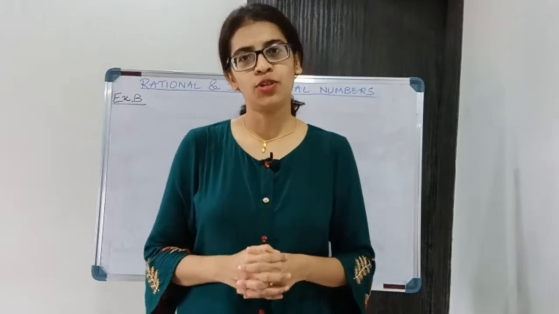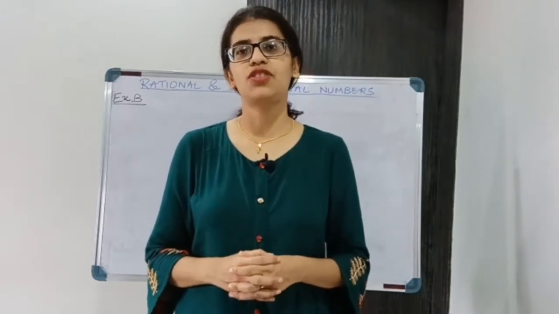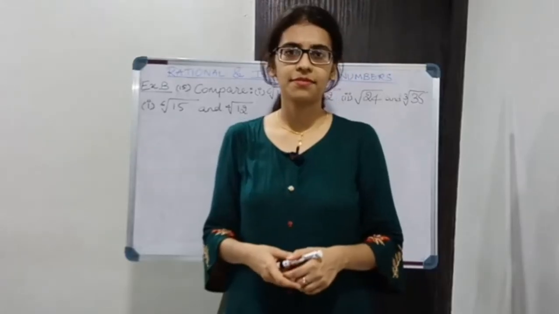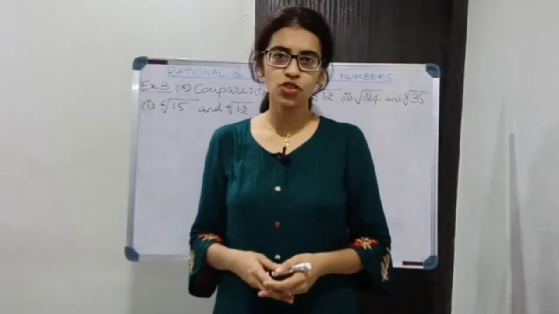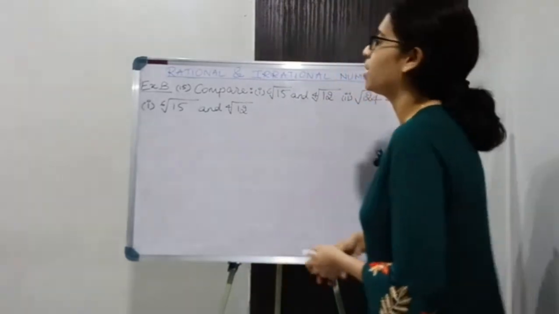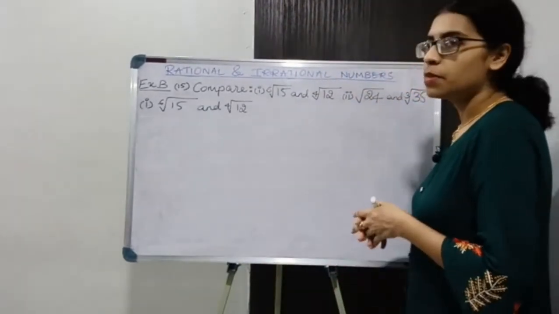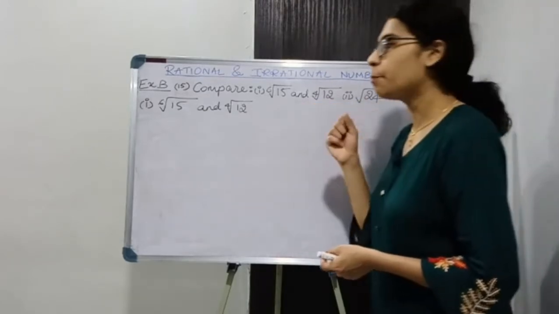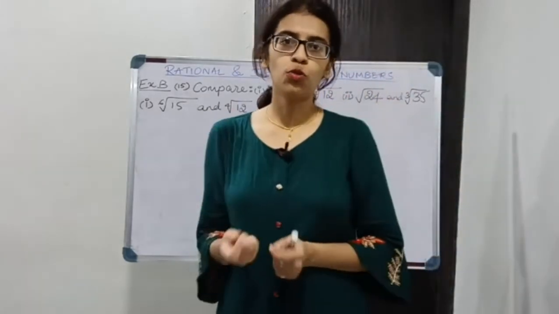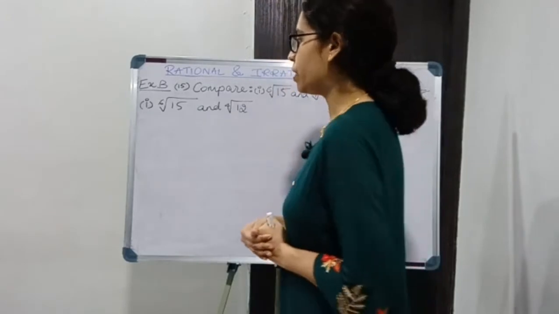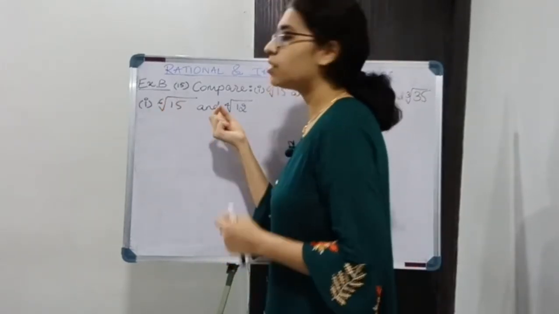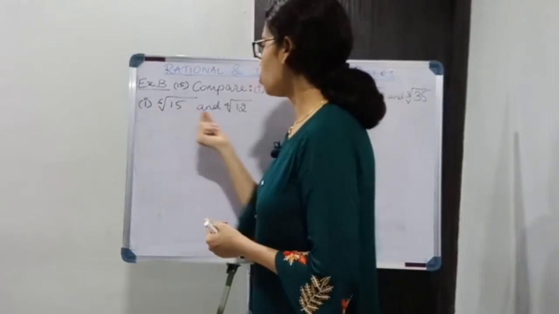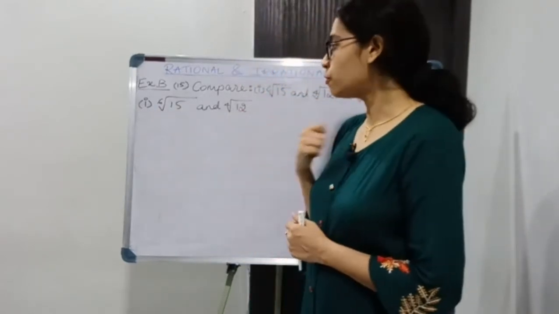In this video we are going to continue with the second exercise of rational and irrational numbers. Moving on to the next question. Now compare the numbers. Over here you are given numbers and you have to compare them. They are again roots, and if you notice the root power is different over here. So it is 6th root of 15 and 4th root of 12.